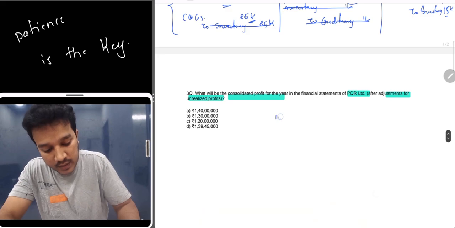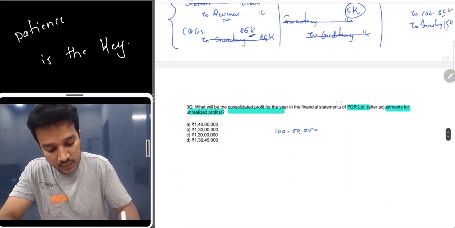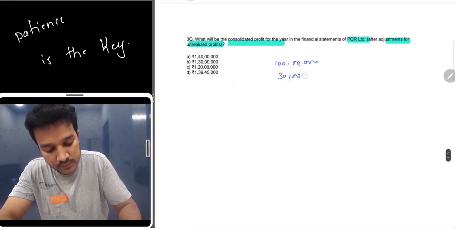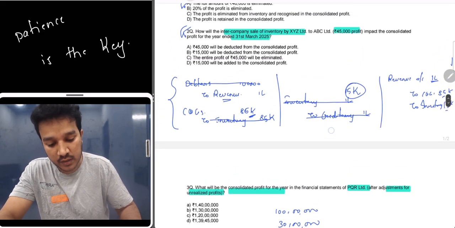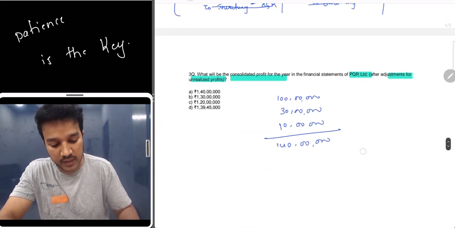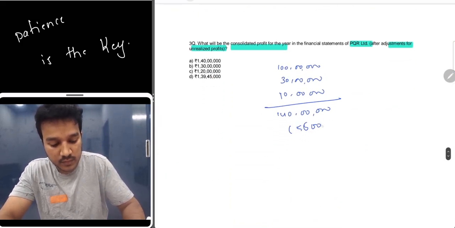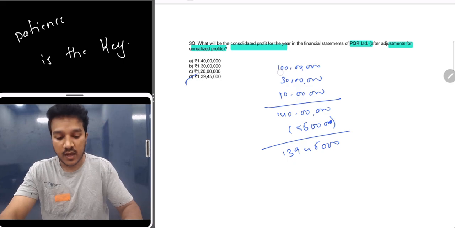100 lakhs for PQR Limited, 30 lakhs plus 10 lakhs. Okay, till here how much happened? Overall profit is 140 lakhs. But you have removed these two intercompany profits, right? You have eliminated 40,000 here and 15,000 here, so minus 55,000. If you minus 55,000, you will get 1,39,45,000. So option D. I hope this point is clear.